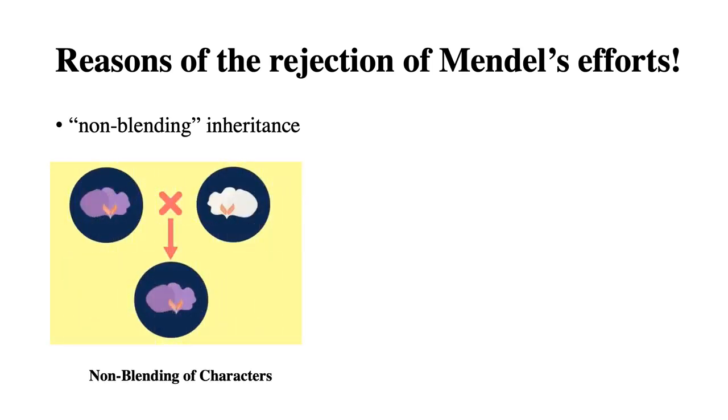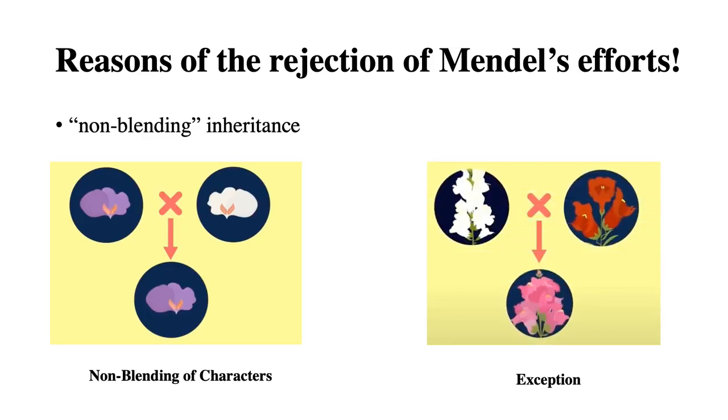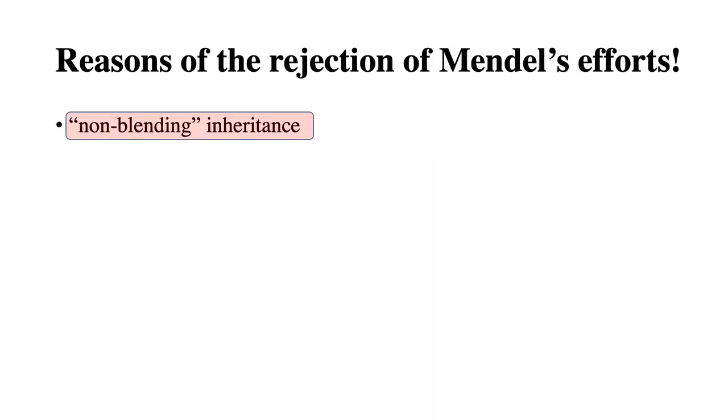One of the major reasons was his concept of non-blending inheritance. According to Mendel, genes, or factors to be precise, do not blend, and the phenotype of the offspring is similar to one of the parents. It cannot be an intermediate between two parents. However, the variations seen in organisms in general could not be explained by this concept of non-blending of parameters.